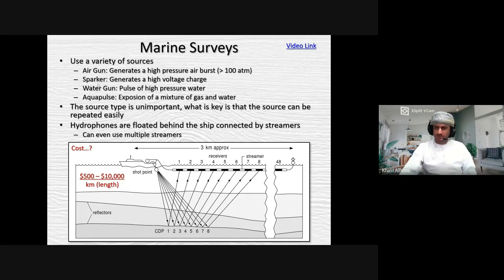There are other types: sparker, water gun, aqua pulse. Do you need to remember them? No.